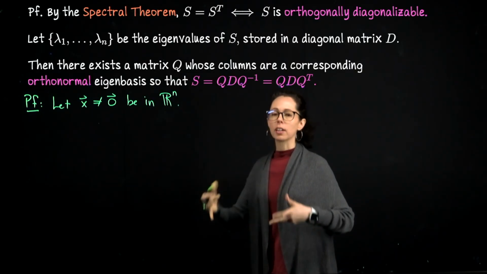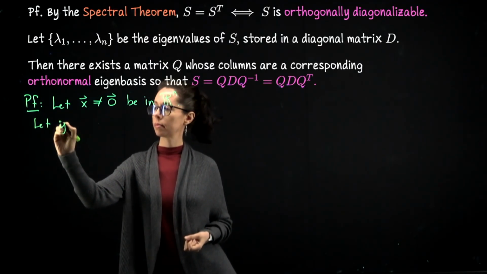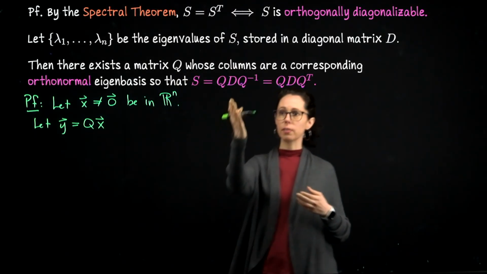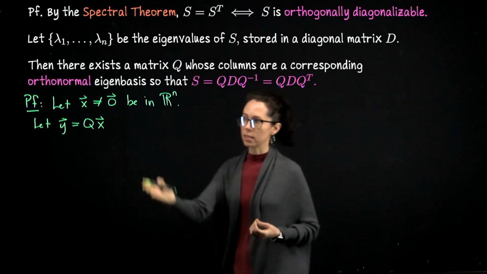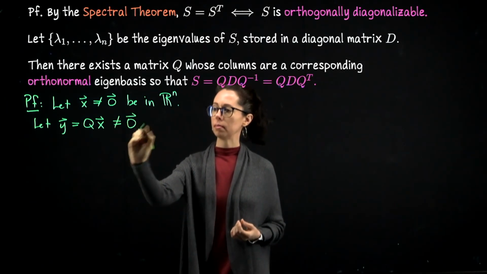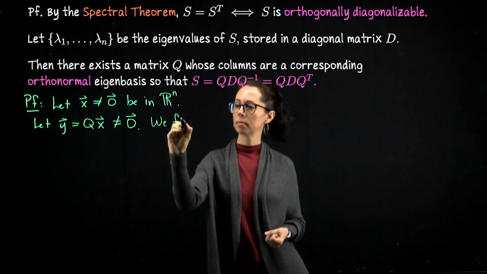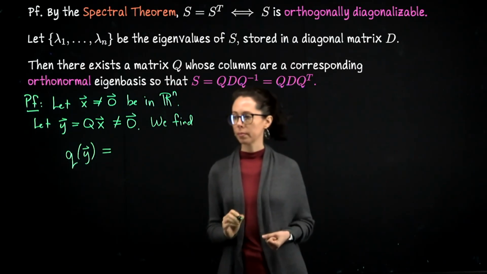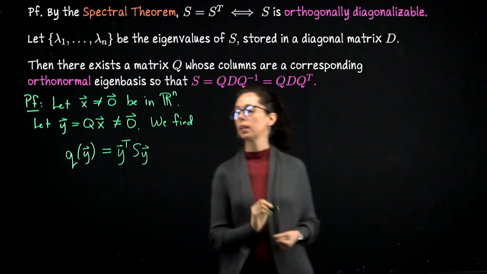Let me then act on x with the matrix Q and call the result y. Let y be Q times x. Q is invertible, which means that it only sends the origin to the origin. Since x is not zero, there's no way that this is zero. So y is also non-zero. We find that if I take my quadratic form and plug y into it, that's going to be y transpose S y.